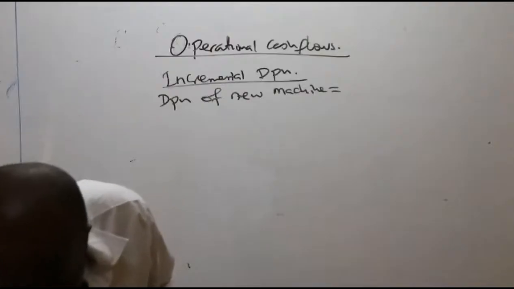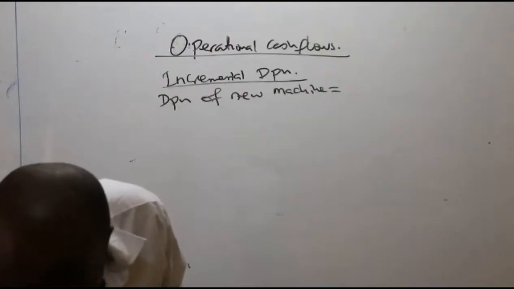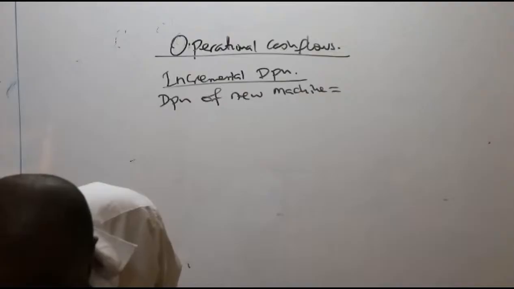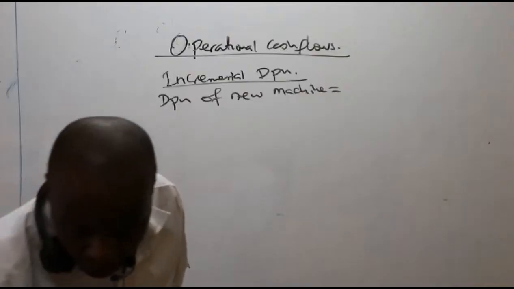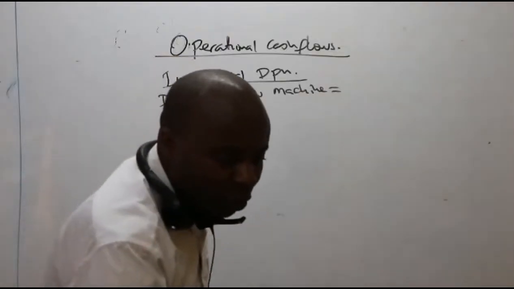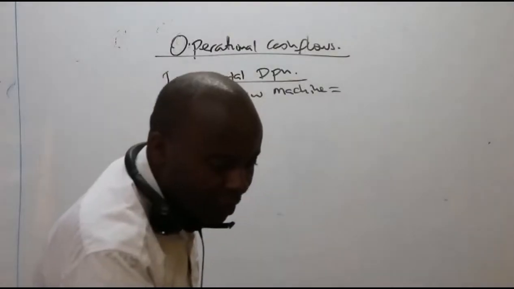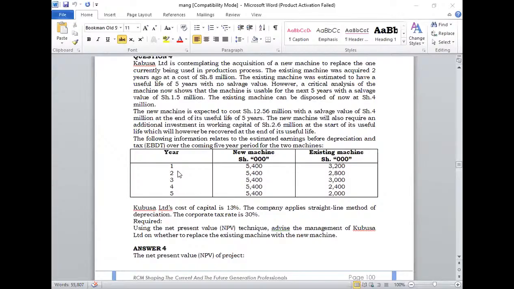We know the cost of the new machine. The cost of the new machine, ladies and gentlemen, here is 12,560. So 12,560 minus its scrap value. Scrap value is 4,000, 4,000,000 for our case because we are cutting 3 zeros.